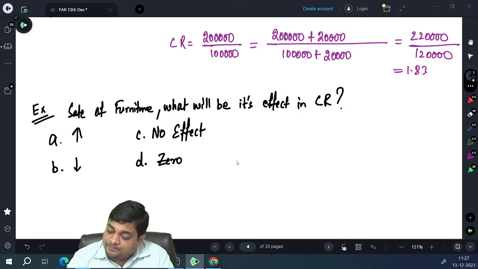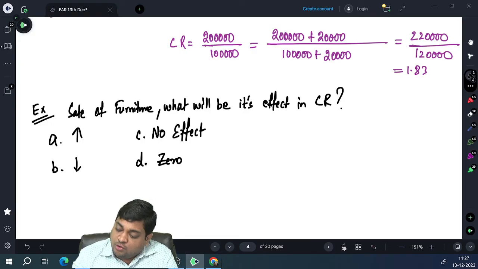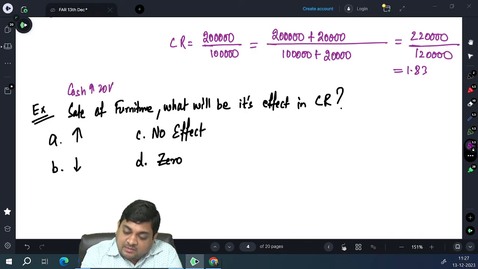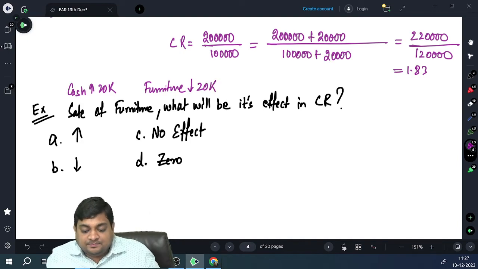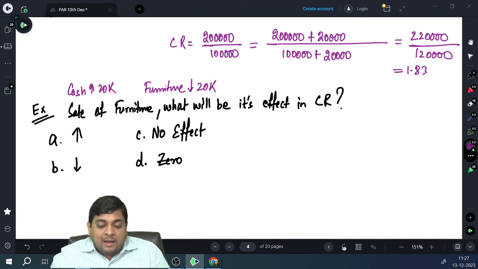So same. First of all, you need to show here what is changing. Cash is increasing by 20. There was an old furniture, so furniture will decrease by 20k. Now among these two, only cash is a part of current asset, not furniture. Furniture is non-current asset.